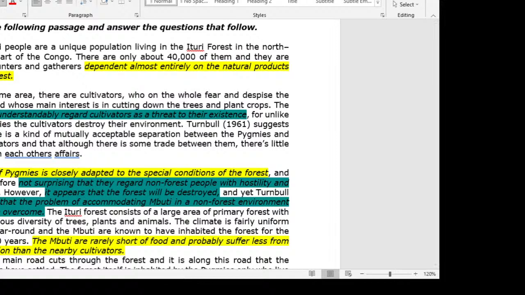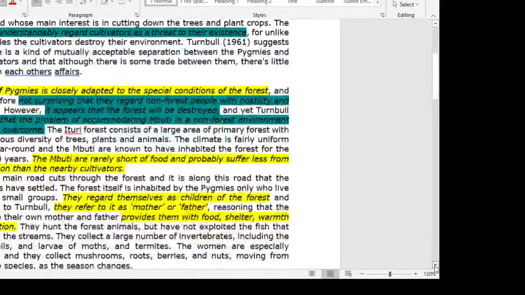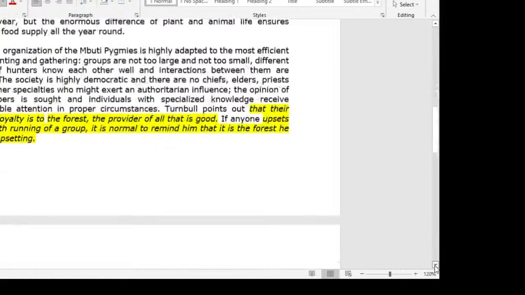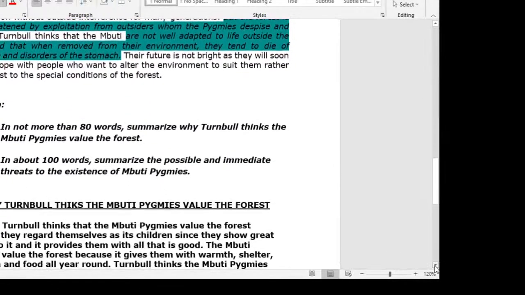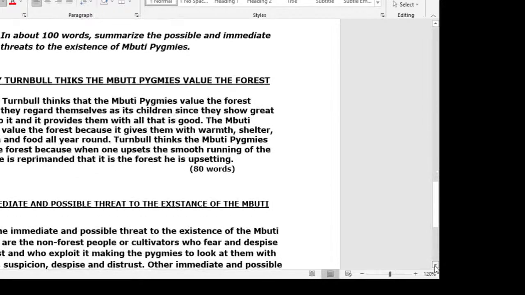Then the ones in green are answering the second question, question B. Those question B, if you missed them in the course of my teaching: immediate and possible threat of the existence of the Mbuti. Now, when you scroll to the bottom of that document to Summary 2, I've given you two sample answers. Why Turnbull thinks the pygmies value the forest.